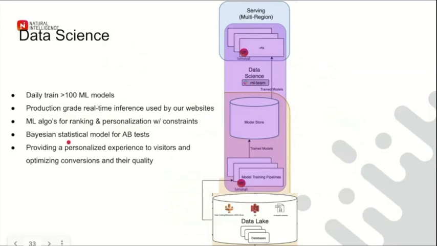And this allows us to run thousands of A/B tests in production and have their results come in quicker than they would have otherwise. So we use all these models to provide a personalized experience to our visitors and optimize quality and for conversions. So how does our data science layer work? We have model training pipelines running in our data region, again, using Liminol.